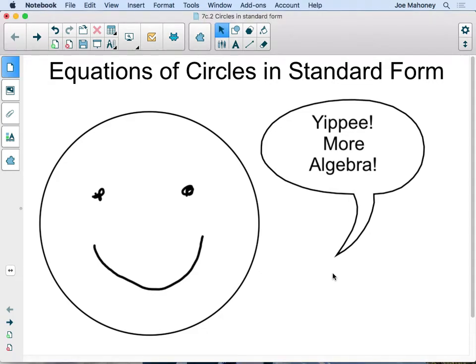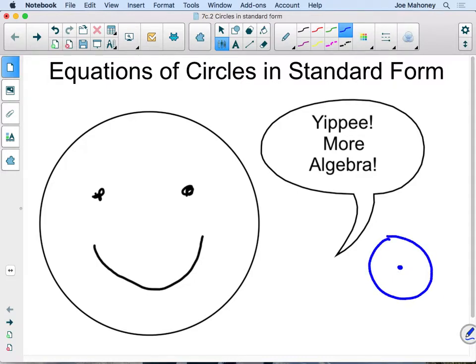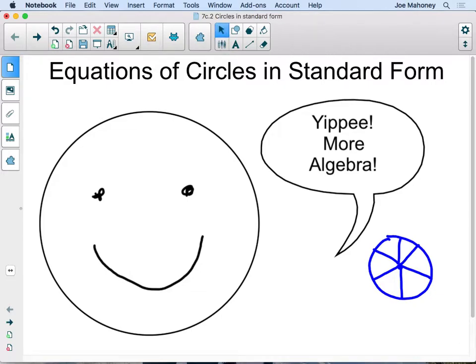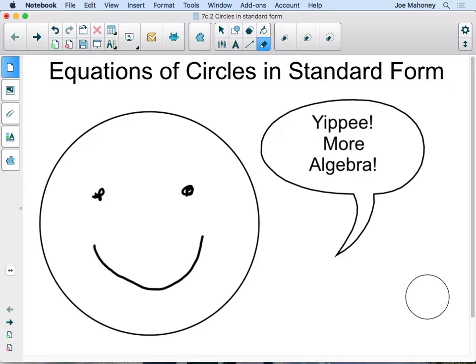So we're going to now write equations of circles. And yes, circles do have equations, just like lines have equations and parabolas have equations. If you think about a circle, what's really neat is that you have a center point, and all the points around the circle are the same distance from the center of the circle. That distance is called the radius. So this is neat how we're going to write this equation.